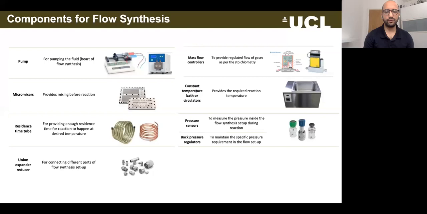And we use different types of unions and joints to connect different coils, different sections of the reactor. There are a few other very important things, like mass flow controllers. When there is a gas reactant, we control the flow of the gas with a mass flow controller. And when the reaction happens at a higher or lower temperature, we need constant temperature baths or circulators. And there are pressure sensors and back pressure regulators to control flow during the reaction. So these are the typical components we usually require to do a flow synthesis or operate a microreactor.